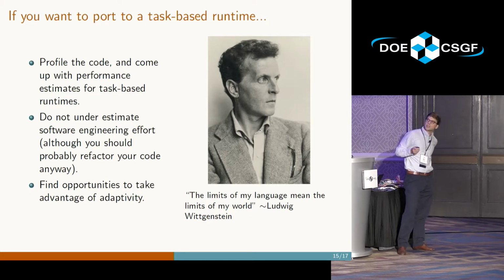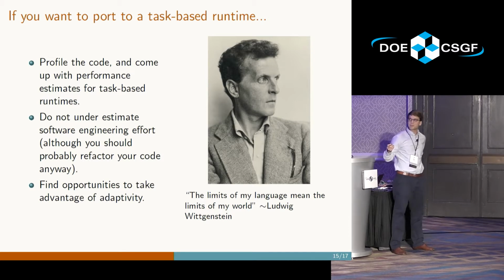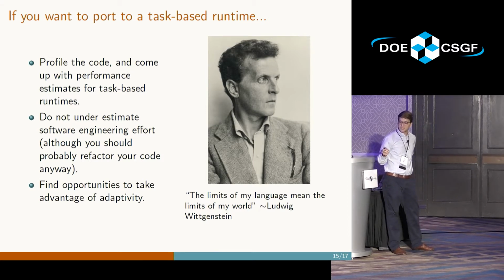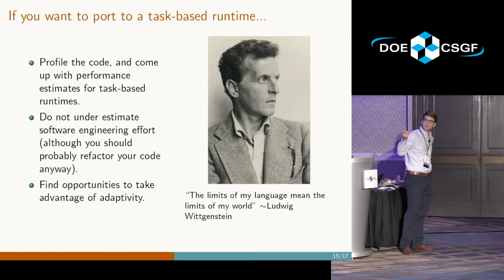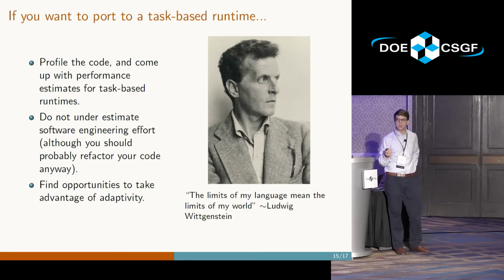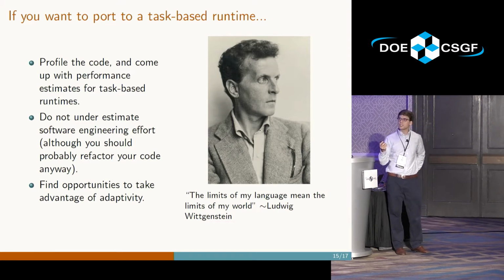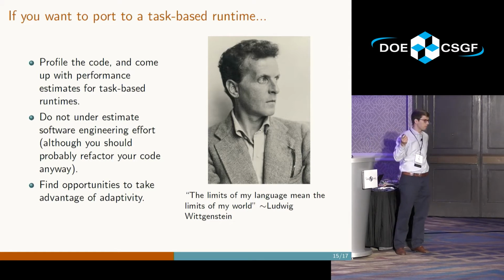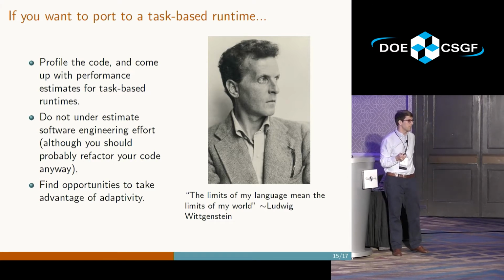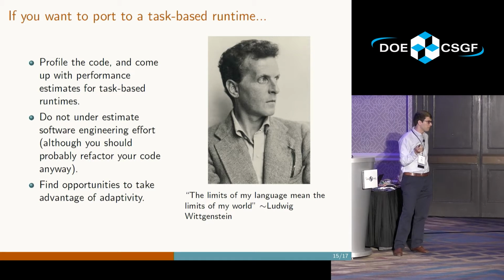So I think the question you should ask yourself, if you want to port your application to a task-based runtime, is to actually profile the code and figure out what speed-ups you would expect. Often people think, this is a bottleneck, but you should really profile it and see how much it is slowing down your code, and try to come up with performance estimates. Because for some people, a 40% speed-up would be fantastic, and for some people, they won't lift a finger until you're talking about an order of magnitude speed-up.